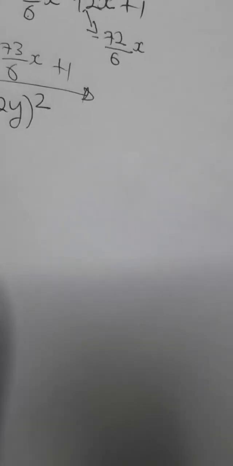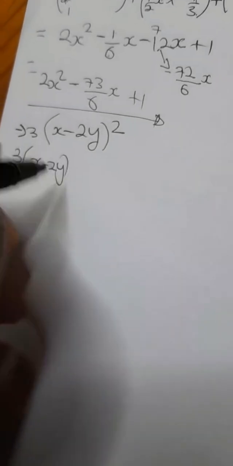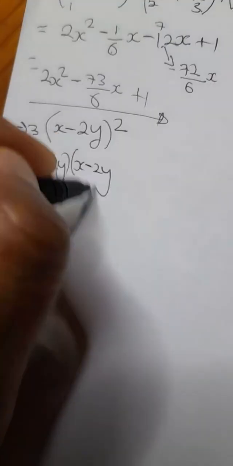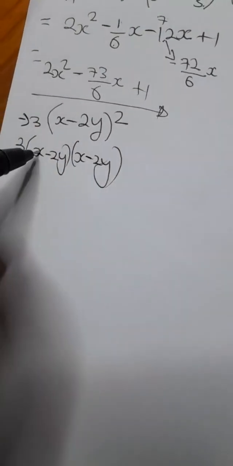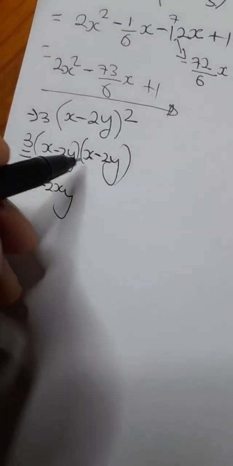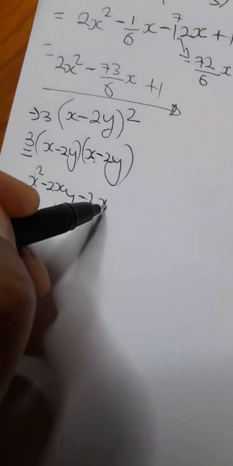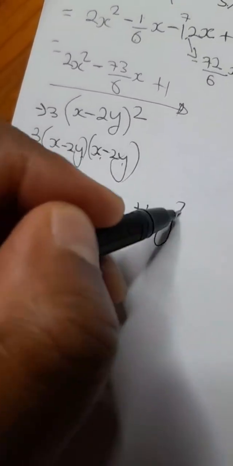All right, last one. So it's 3 times x minus 2y, x minus 2y. So for now, we'll ignore the 3 and deal with these ones. x times x, x squared, x times minus 2y, minus 2xy, minus 2y times x, minus 2xy, minus 2y times minus 2y, plus 4y squared.